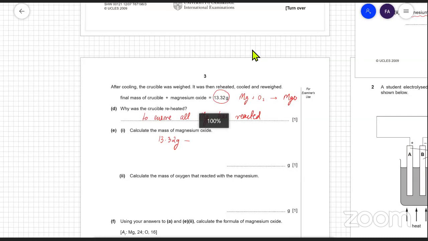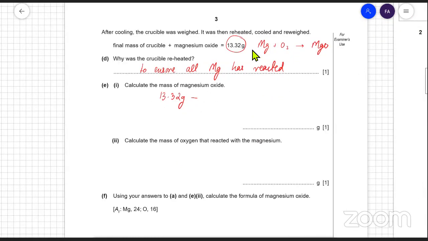So the mass of the crucible was 12.72 grams. If I subtract that from 13.32, I get 0.60 grams. That's the mass of magnesium oxide.